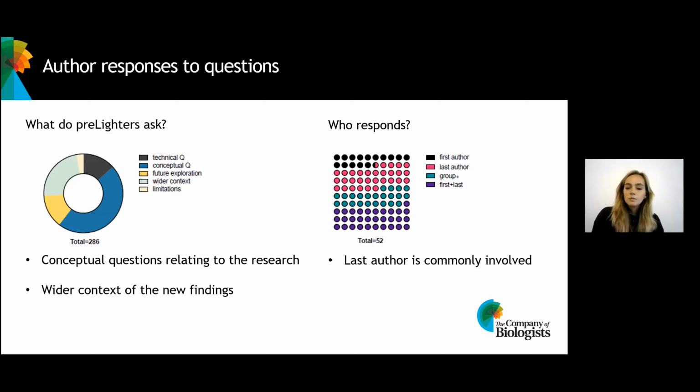A few months ago, a group of prelighters, along with Mate Palfi, the previous preLights community manager, began a meta-analysis to look in more detail at the preprints highlighted on preLights. One aspect of this was to look at the author responses to the type of questions that are asked by prelighters. Importantly, we view the nature of the questions asked by prelighters as different from those that are raised during the peer review process. And this is also what we saw from our meta-analysis. Most questions were found to be conceptual or related to the wider context of this new work. We also found that the majority of replies involved the last author, either on their own or in conjunction with the first author.